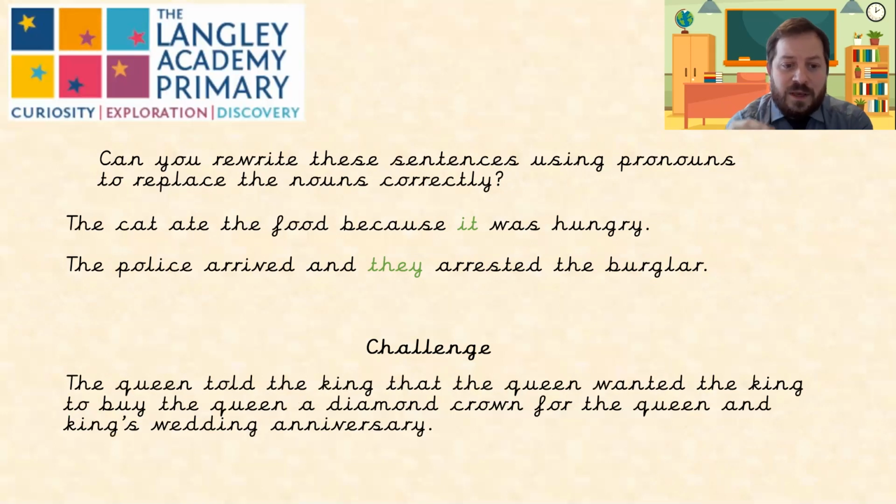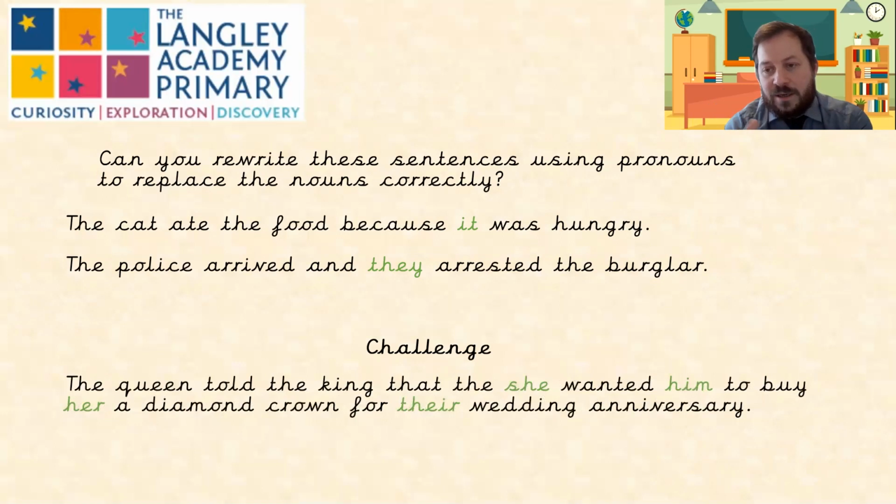Think back to this one. The Queen told the King that the Queen wanted the King to buy the Queen a diamond crown for the Queen and the King's wedding anniversary. It gets confusing because of the repetition. Whereas when we change it, it makes the sentence so much easier to understand. The Queen told the King that she wanted him to buy her a diamond crown for their wedding anniversary. And that's how we would say it.